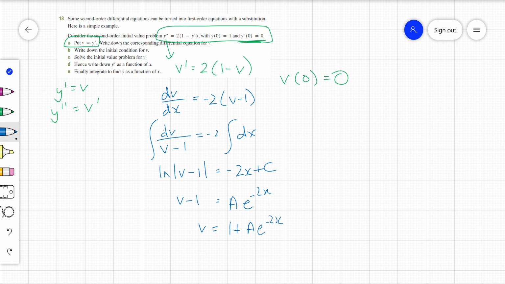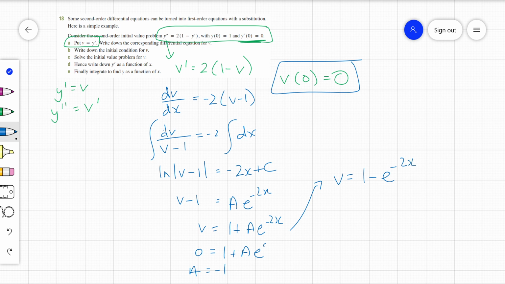So we know initially that v of 0 equals 0, so let's go 0 equals 1 plus a e to the power of 0, which is 1. So you can see a is going to equal negative 1. If we pop that back in, this will become 1 minus e to the minus 2x. There. But remember, y dash does equal v. So I could change this to y dash is 1 minus e to the minus 2x.